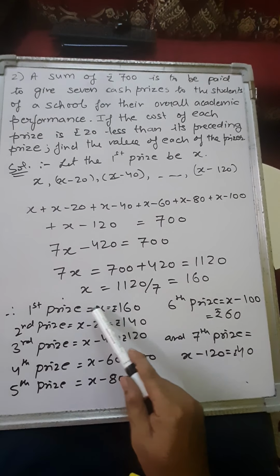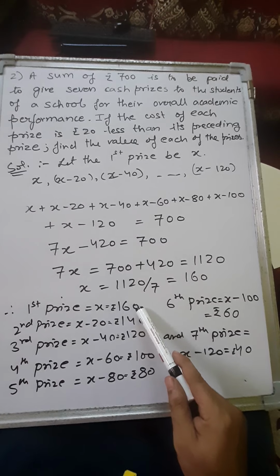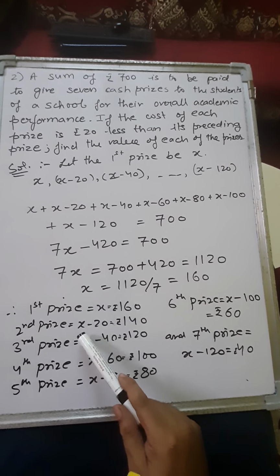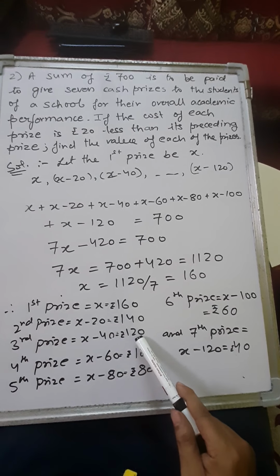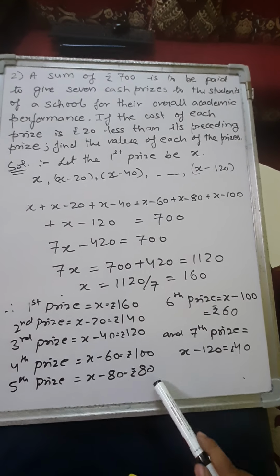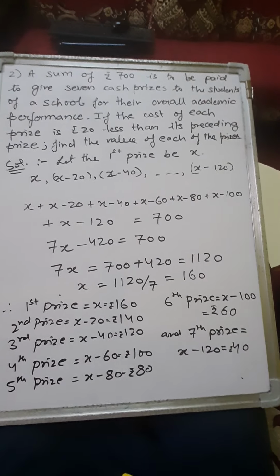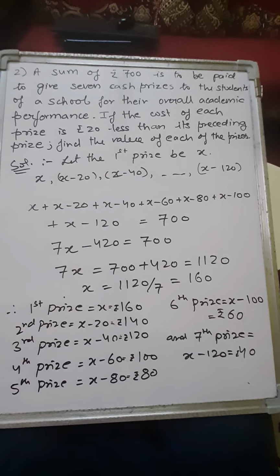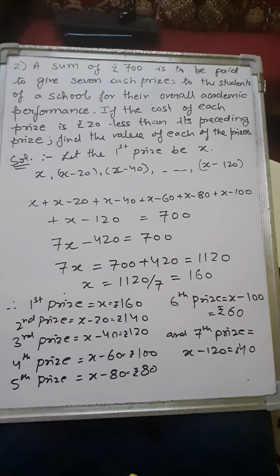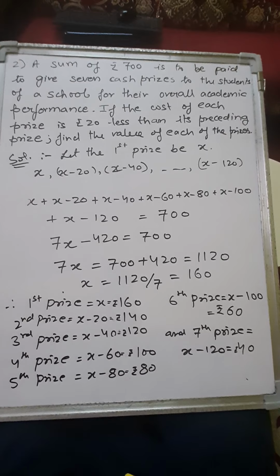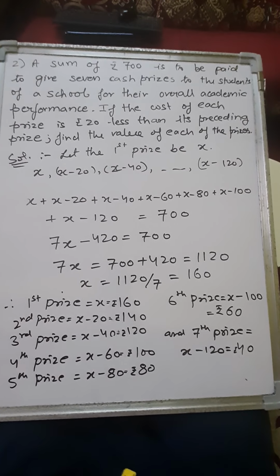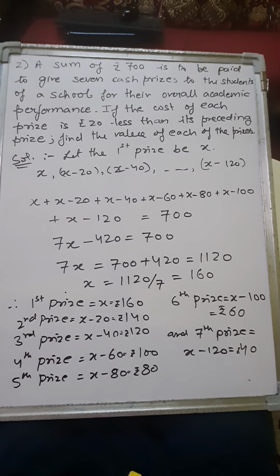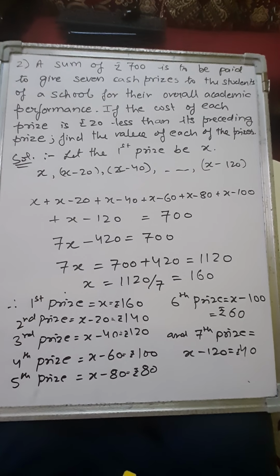That means the first prize, which was X, has a value of rupees 160. The second prize is 20 rupees less, 140. The third prize is 40 rupees less than X, 120, and so on. This way we can calculate the value of all the prizes given for overall academic performance to students. Right, children? This is the word problem sum. Note down, please.